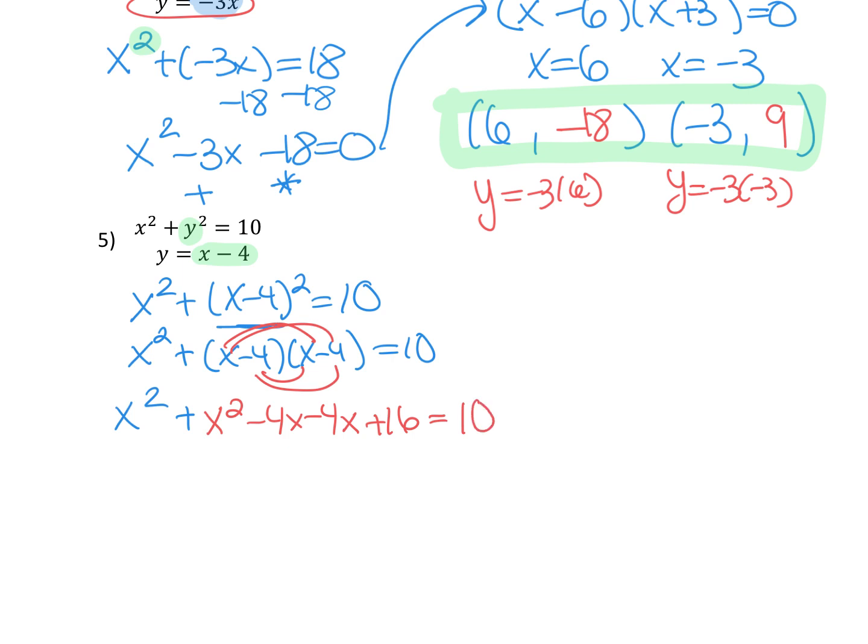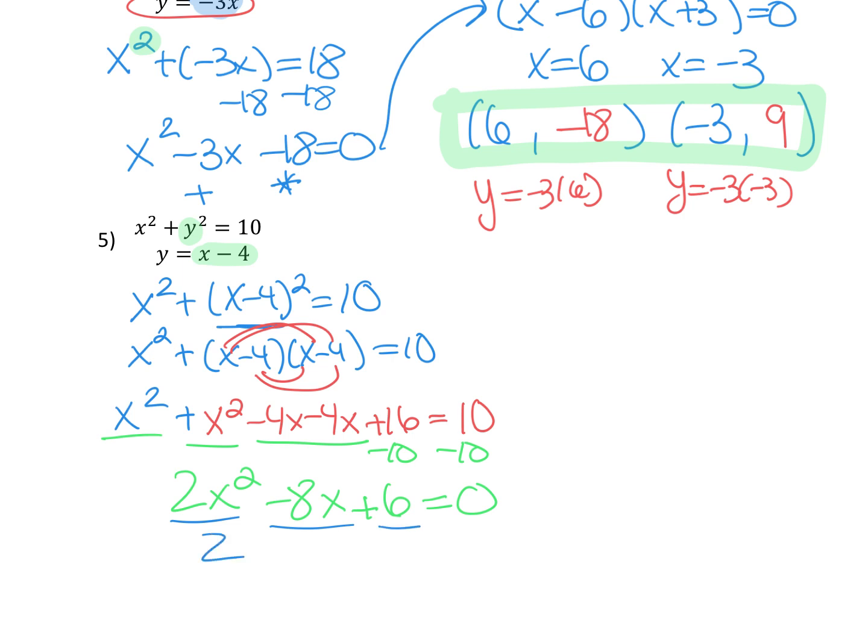Now I'm going to combine some like terms. So x squared and x squared is 2x squared. Negative 4x and negative 4x is negative 8x. I'm going to make it equal to 0 because I can see again this is a quadratic equation. And then I need to factor this. So first I notice that I have 2, negative 8, and 6. So these are all divisible by 2. So I'm going to first start off dividing everything by 2 because that'll make this something that's much easier to factor.